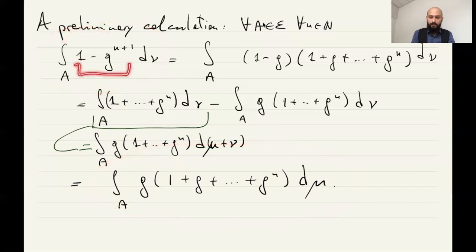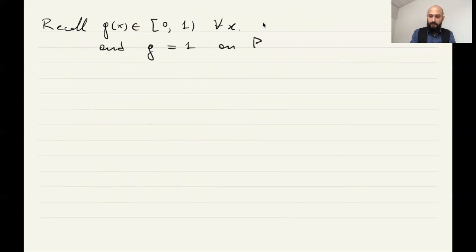Now let's see what happens to these functions here, one at a time. First of all, recall that g of x is in between 0 and 1 for all x. And actually g is equal to 1 on B by definition of B, and g is in (0,1), 1 excluded, on the complementary. Now what happens if we take powers?